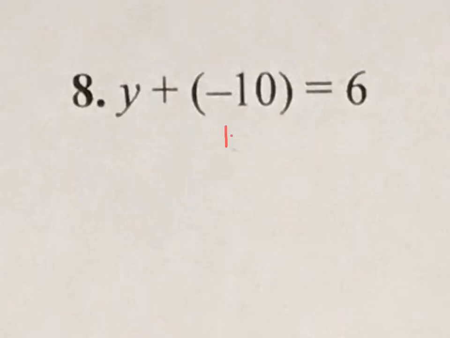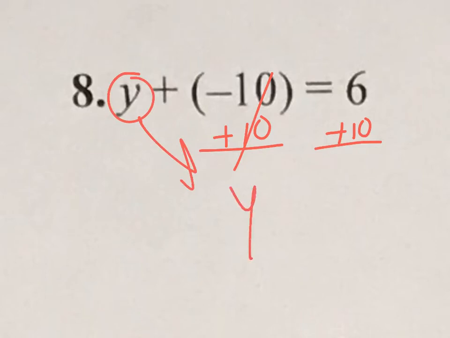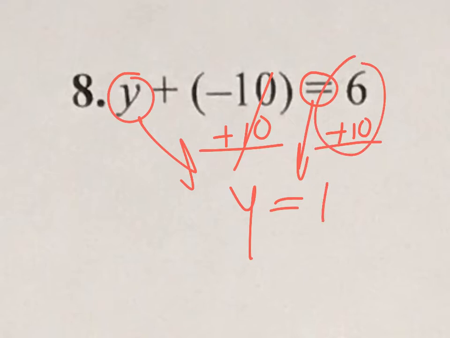Positive 10. So you're going to go plus 10 right here. It's going to cancel. What you do to one side, you do to the other side. Plus 10 over here. So you end up with y. Bring that down. Y. Bring down the equal sign. Y equals 6 plus 10 is 16. Obviously, you probably shouldn't do all these arrows that I'm doing right here. That looks ugly, right? But the bottom line is y does equal 16.